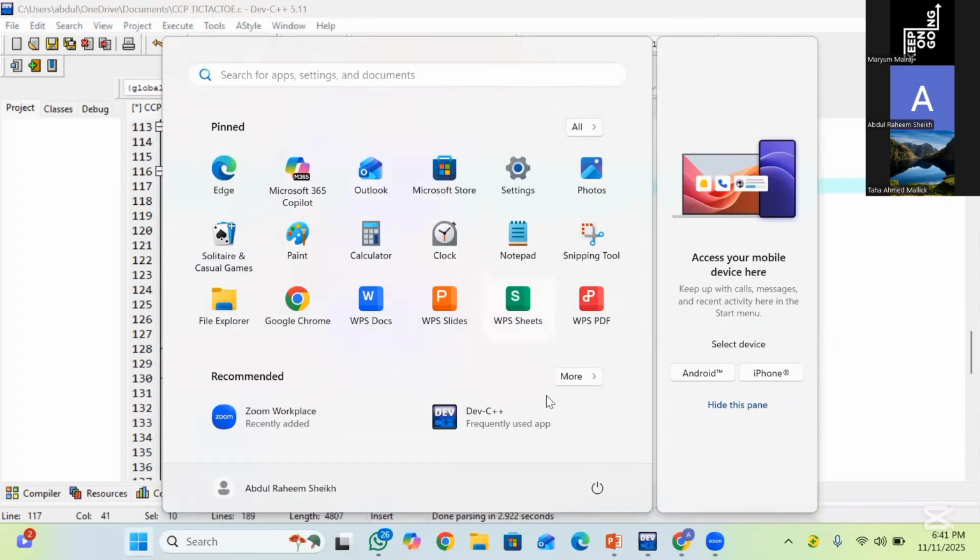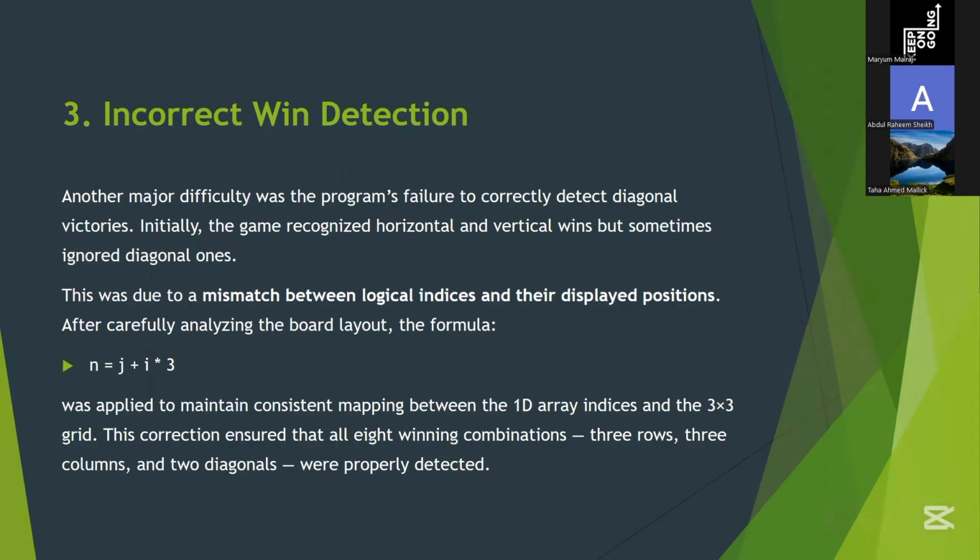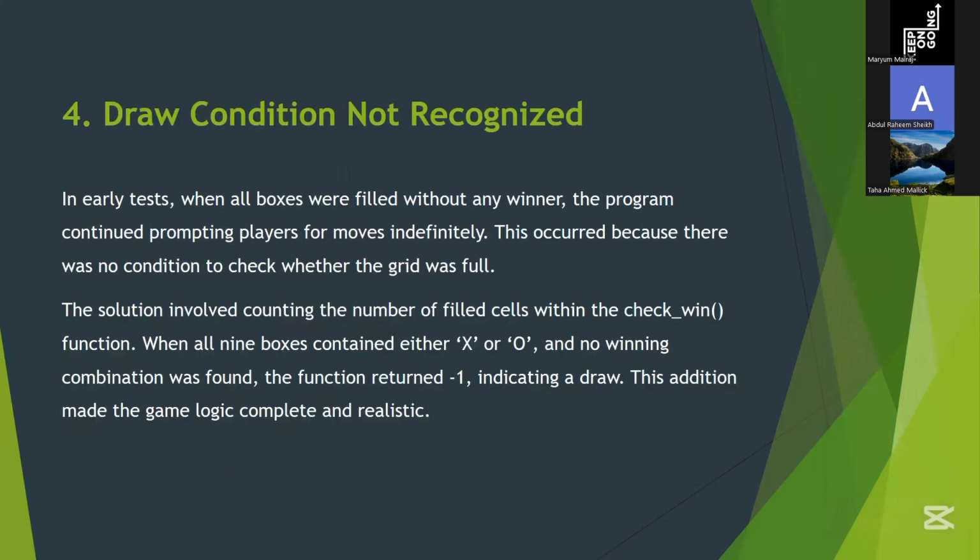Second problem. Let's talk about our second problem. Our second problem is we faced a draw condition not recognized. In early tests, when all boxes were filled without any winner, the program continued prompting players for moves indefinitely. This occurred because there was no condition to check whether the grid was completely full.